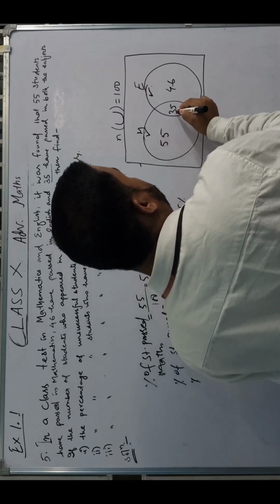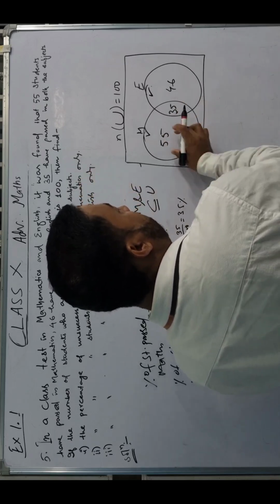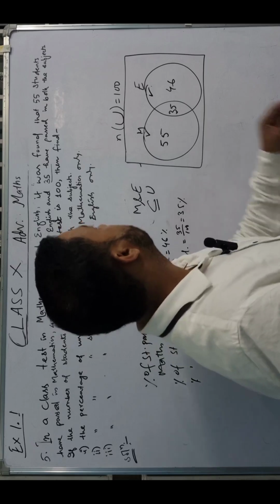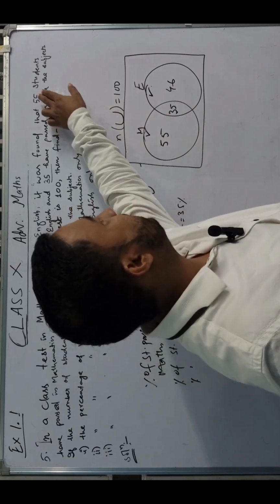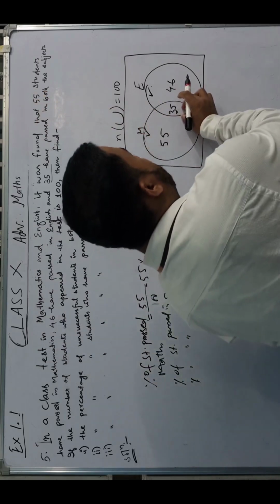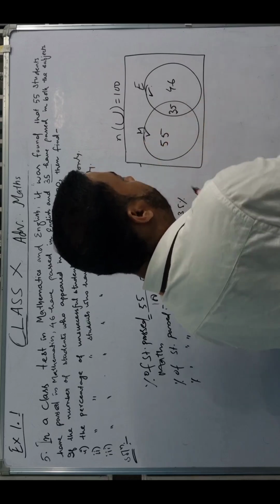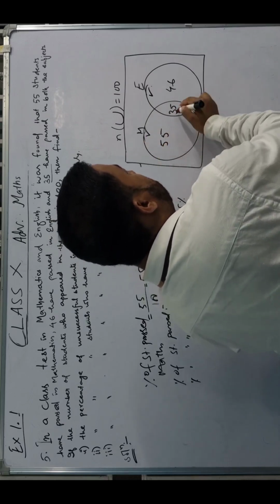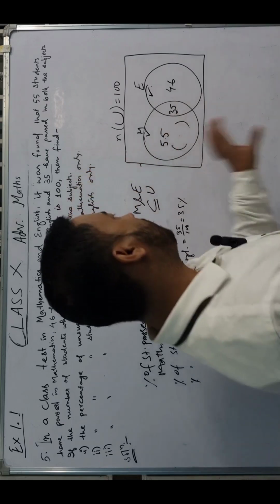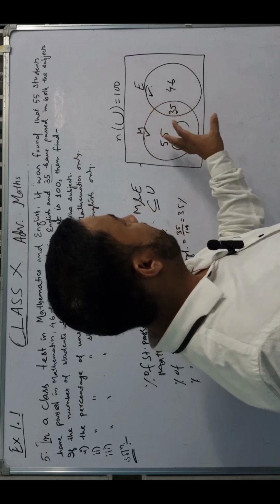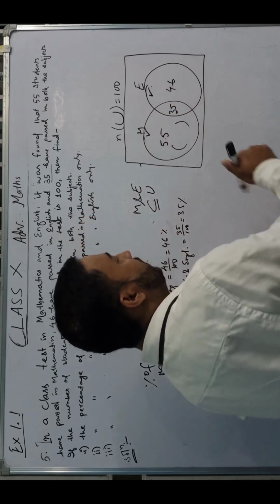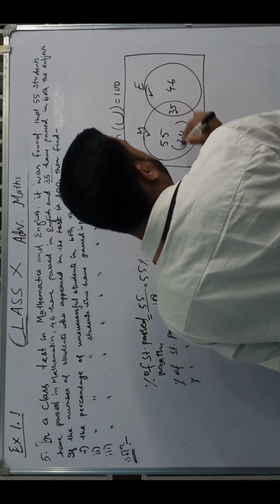You see, this 55 includes this 35 also. These 55 students include these 35 students, because 55 students cleared or passed mathematics. So this 35 is also coming in the circle of mathematics. That means 55 is 35 plus some students here. 55 minus 35, if you subtract this 35 from these 55 students, we get 20 students.